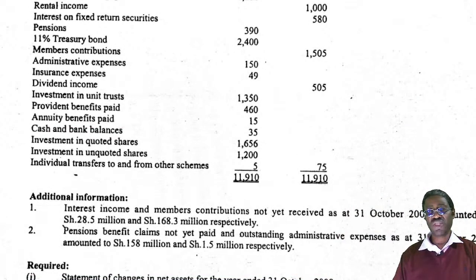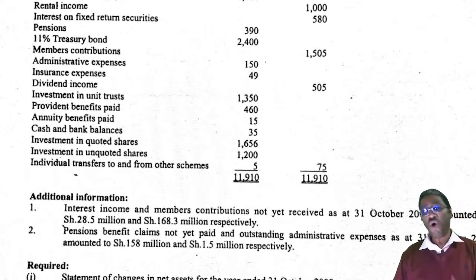I am through with 390. That's an expenditure. The next one was treasury bond. That's an asset. Next one I can see is 150. That is administrative expense. That's an expenditure. And of course, you can see note two.